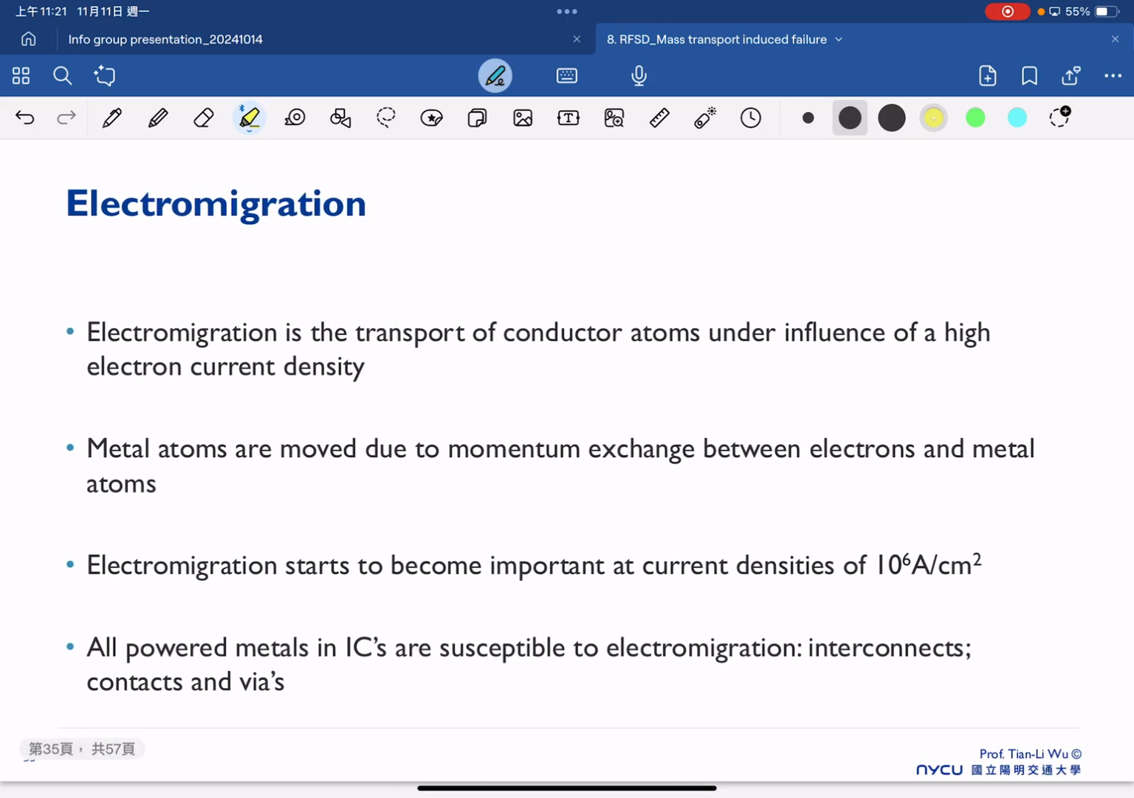Also, electron migration starts to become important when our current density is larger than 10 to the 6 amp per centimeter squared, and everyone should be aware of that. As long as we have power metal in the IC, whatever technology you are working on, whether power device, logic device, package level, or memory, we always suffer electron migration in the interconnects, contacts, and vias.